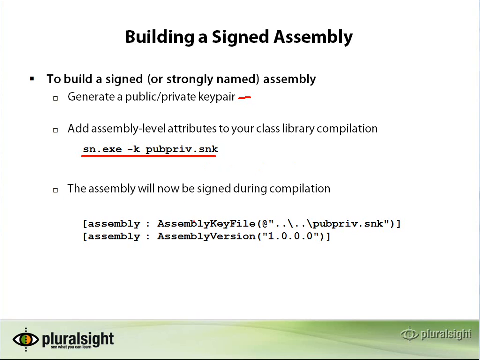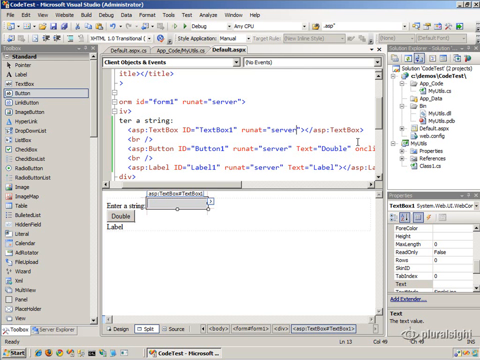And then when you compile your assembly, you reference the public-private key pair as part of an assembly level attribute, assembly key file, and you typically will include a version number as well to synchronize the assembly as you evolve it. So let's go ahead and go back to our demonstration and take a look at signing that assembly.